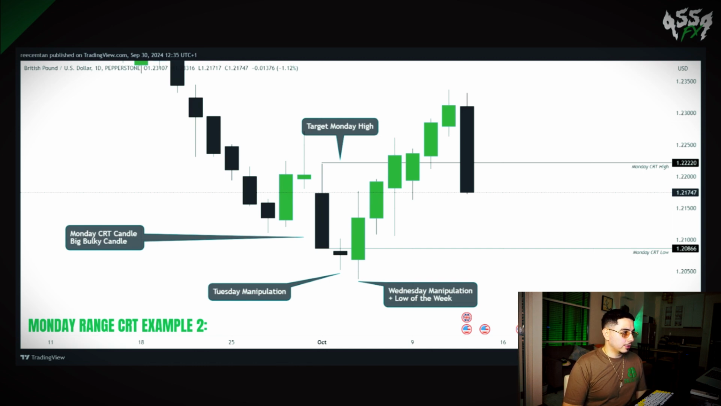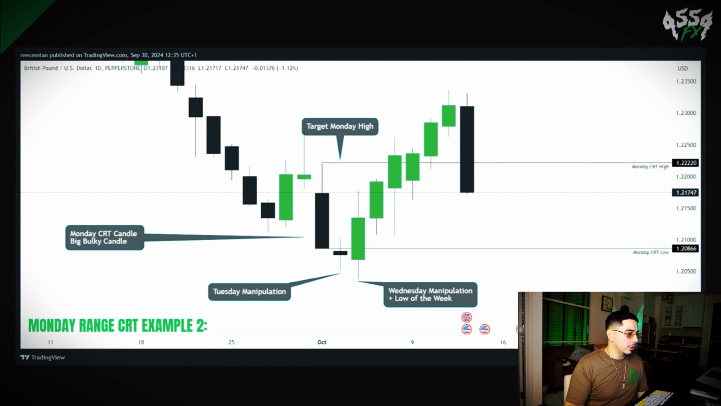So Monday creates a range. We're expecting Tuesday or Wednesday to make the high or the low of the week, okay? I think there's a stat that says that 60% of the time, Tuesday or Wednesday over the last 4 years on EU and GU has made the high or the low of the week. So based off that data, we can anticipate that Tuesday or Wednesday might manipulate to the downside.